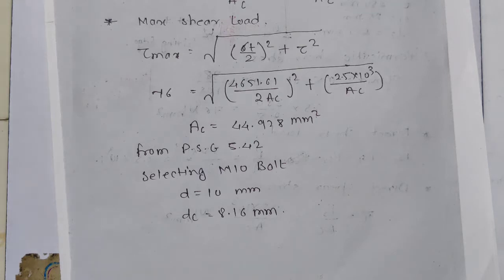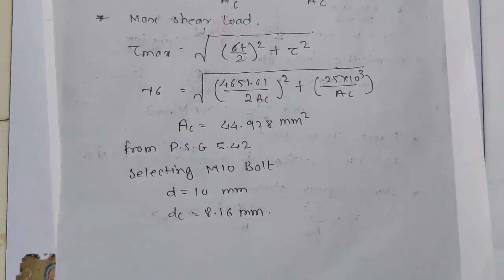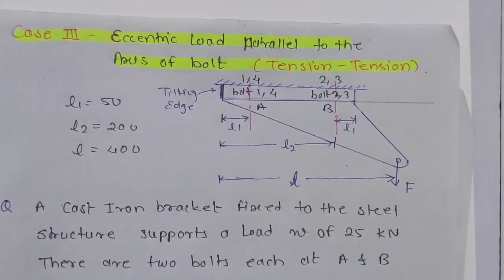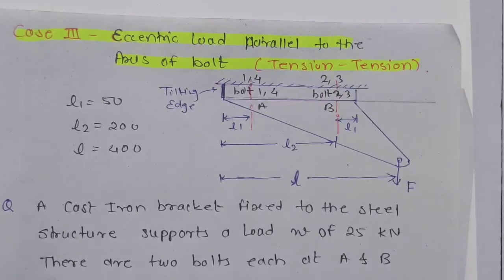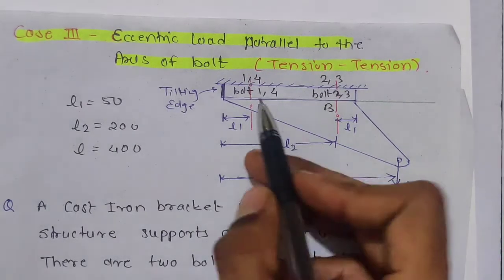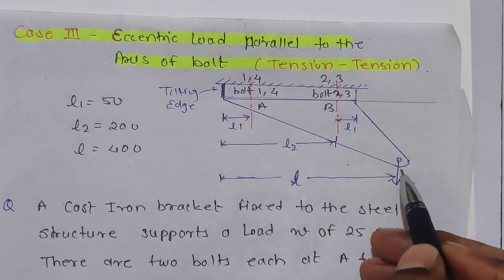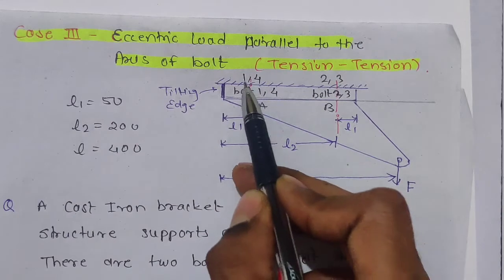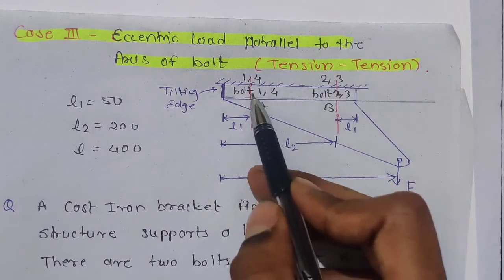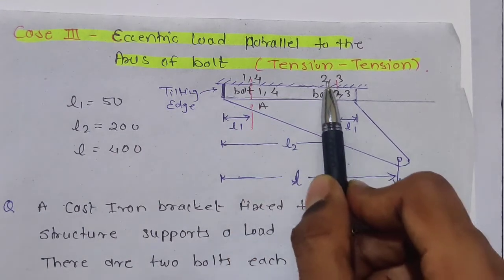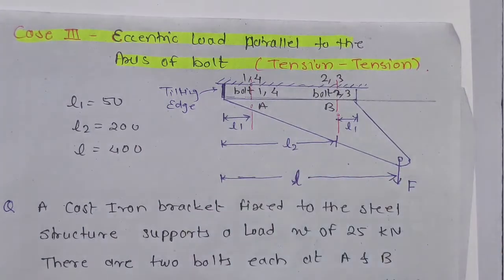Okay, then we will move to case 3, which is the easiest one. Let's start with case 3, that is eccentric load parallel to the axis of the bolt, the tension case. Now see, this is the bracket and the load is acting over here. Two bolts are there, 1 4 and 2 3. Sometimes 2, sometimes 6 bolts are there. So 1 2 3 4 bolts are there.